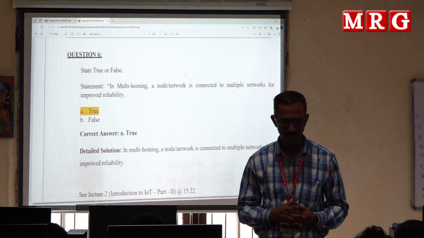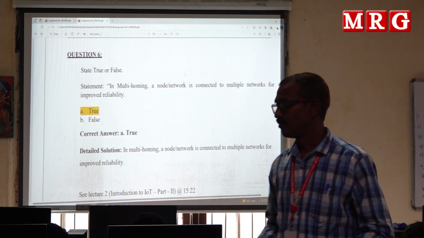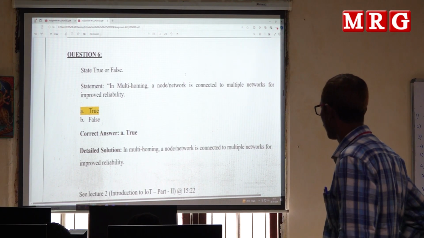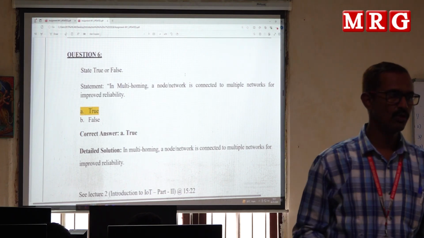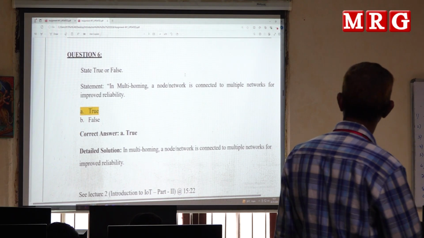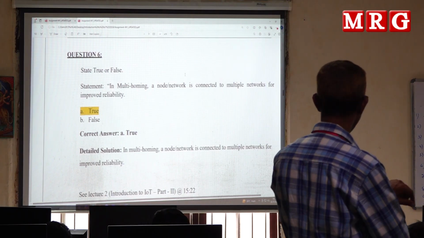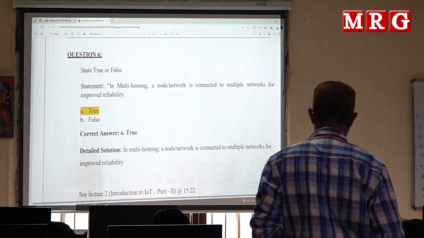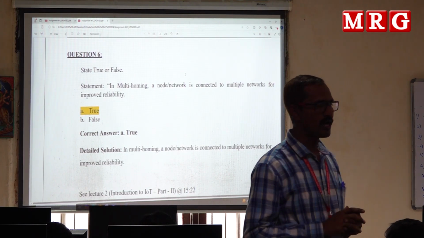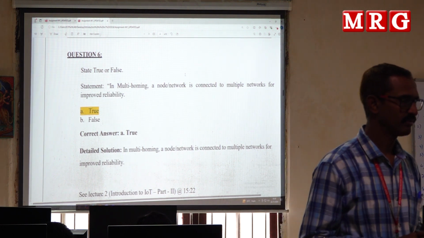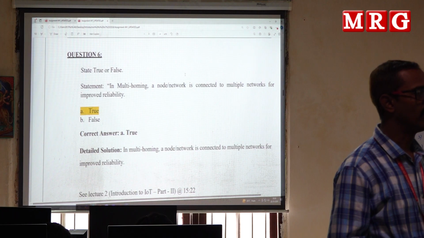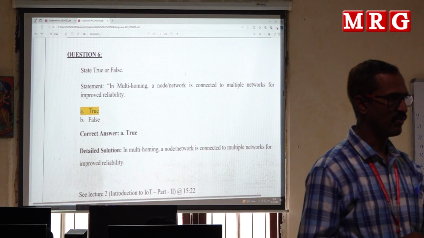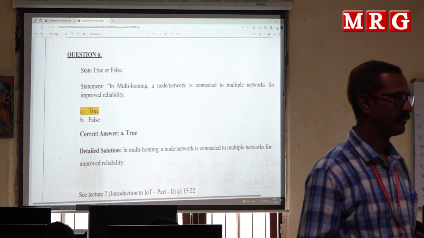In multi-homing, a node or network is connected to multiple networks for improved reliability. So this is also true. Multi-homing means multiple networks are connected to improve reliability. Reliability means we can't rely on one network always. Why is this reliability concept coming? Even on the internet, forget about IoT, in normal conventional internet, you are accessing Gmail.